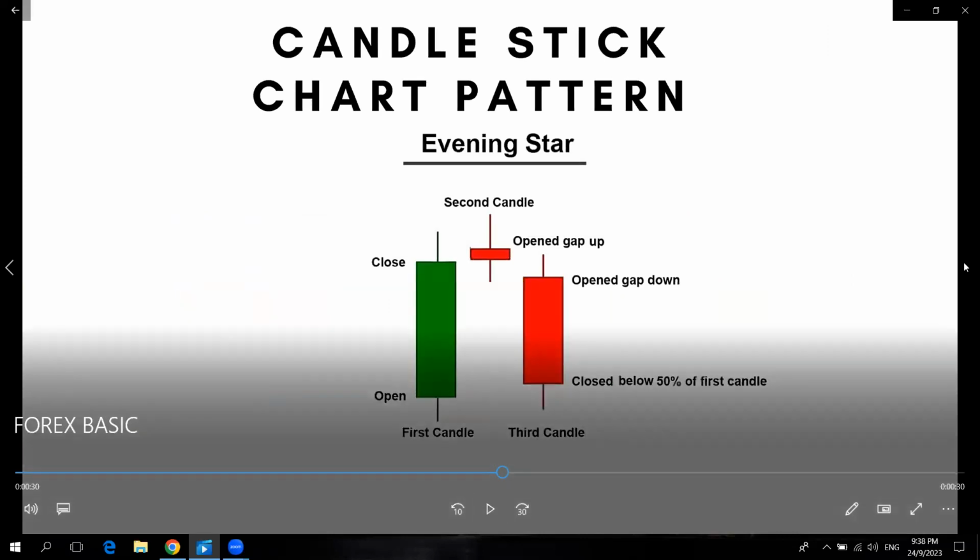Okay, so the evening star looks something like this. Basically, it is the same thing as the morning star, but it's just inverted. It's the other way around. Okay, so we have a bullish candle, we have a doji.